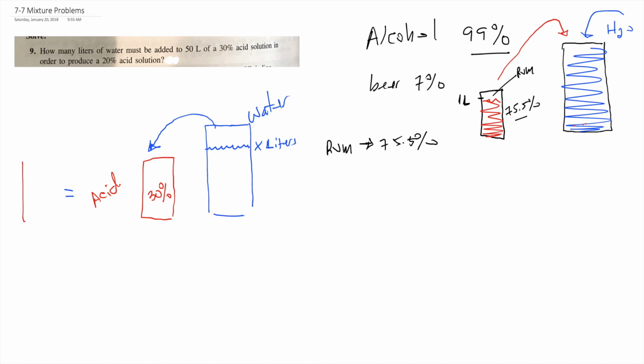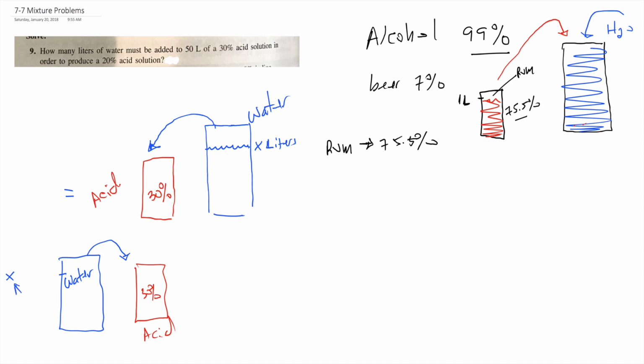If I could do this all over again, I would definitely do it in the other direction, so I'm going to draw it over really quick. You're going to have your water going into your acid, 30% acid. X is the liters of water. It says how many liters of water must be added, so X is a variable, how much water.